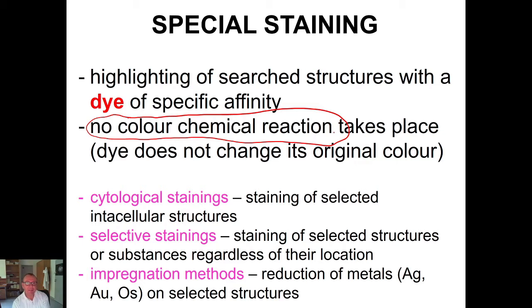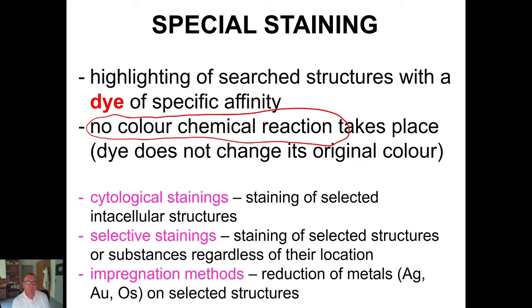So staining is based on the principle that there is no change of color. The dye has its color. For example, the dye is yellow and the result is yellow. The dye is blue and the result is also blue. If this substance given to the specimen is colorless and the result has some color, it isn't staining but histochemistry.